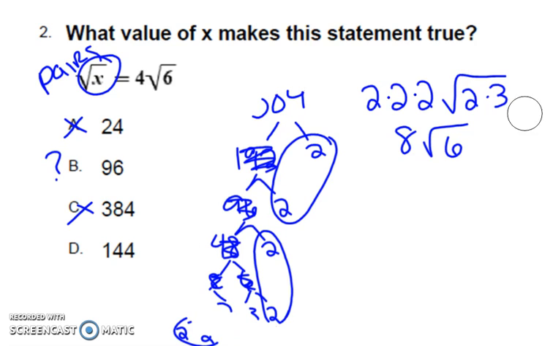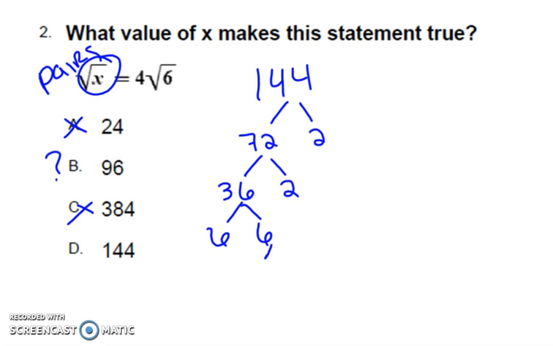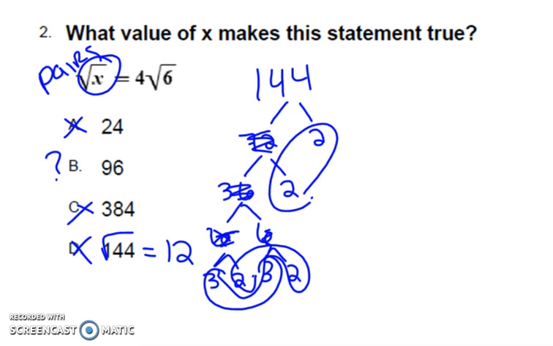And our last one we want to look at then, 144. If I take 144 and break it apart, 72 and 2 give me 144. Well, 72 divided by 2 is 36. 36 is 6 and 6, which both break down to 3 and 2. Now, if I look, I have a pair of 3's here, a pair of 2's here, and a pair of 2's here. And I have nothing not circled. Well, if you didn't recognize, the square root of 144 is equal to 12. So that can't work. So B is our correct answer.